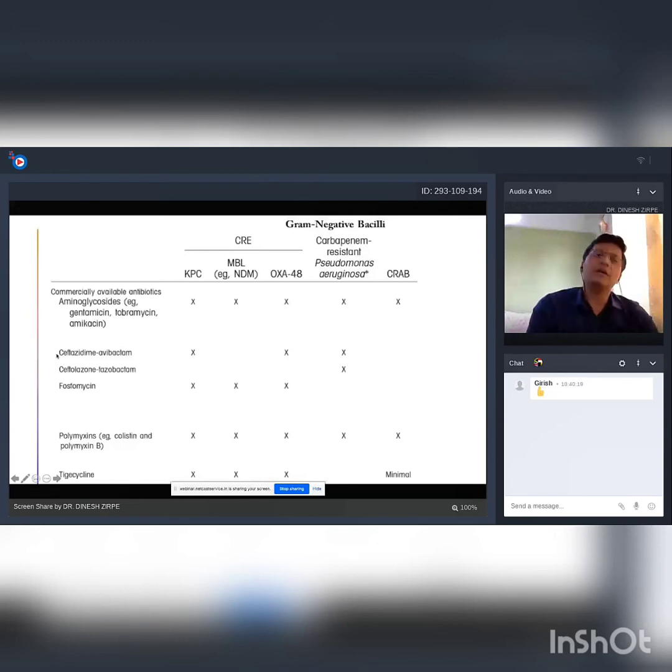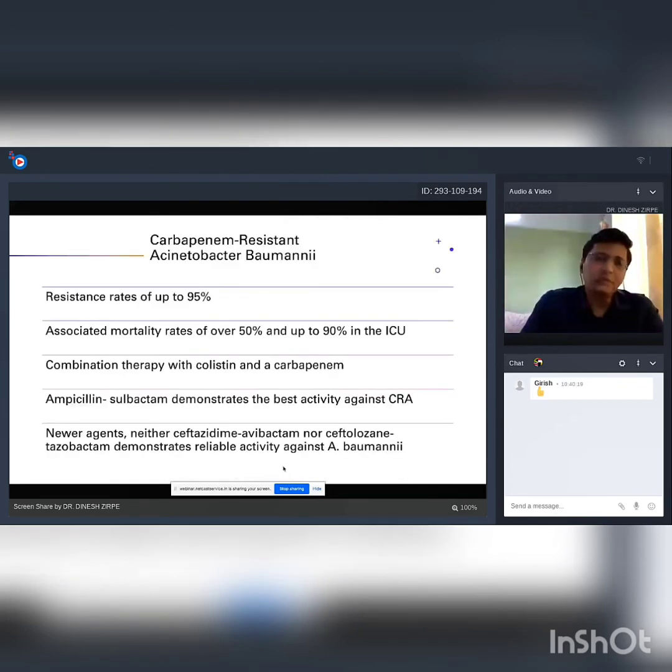Another organism which we are quite afraid of is Acinetobacter baumannii. If you're getting a sensitive Acinetobacter, it's a very good thing, but most of the time it is resistant, 25% as per the literature, and the same is our experience. It is associated with mortality rates of over 50% and up to 90% in the ICU. Combination therapy with colistin and carbapenem is used. We don't have any other option. Most of the time you have to hit hard with colistin rather than polymyxin.